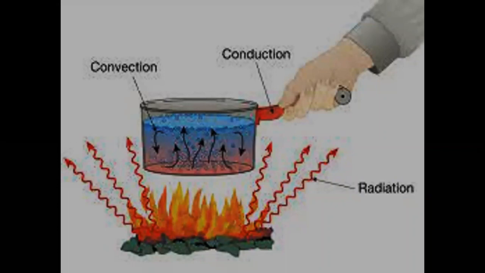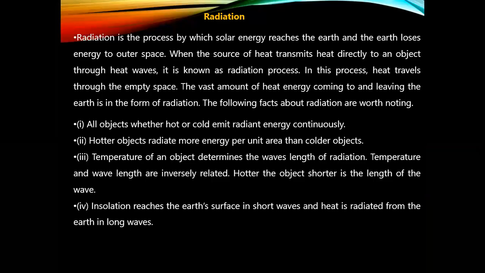The following facts about radiation are worth noting. 1. All objects, whether hotter or colder, emit radiant energy continuously. 2. Hotter objects radiate more energy per unit area than colder objects. 3. The temperature of an object determines the wavelength of radiation. Temperature and wavelength are inversely related. The hotter the object, the shorter the wavelength.